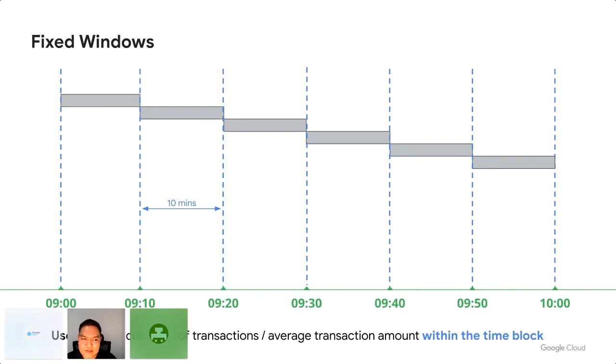So in this case, we are splitting by 10 minutes interval. Every 10 minutes, if I'm using this fixed window, the Beam would process all my transformations and engineering steps for the data that arrives within that 10 minutes, and it moves on to the next time window. So every 10 minutes, I would create features, right? The use case for this fixed window is to calculate the number of transactions, or average transaction, within that time block.